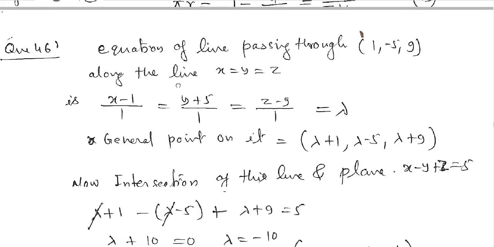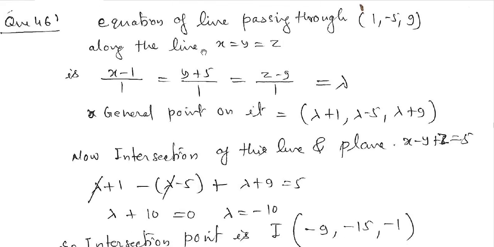In question number 46, okay, we need to find the distance along the line. This is the equation of a line passing through, and we need to find the distance of this point along this line from the plane x minus y plus z equal to 5.